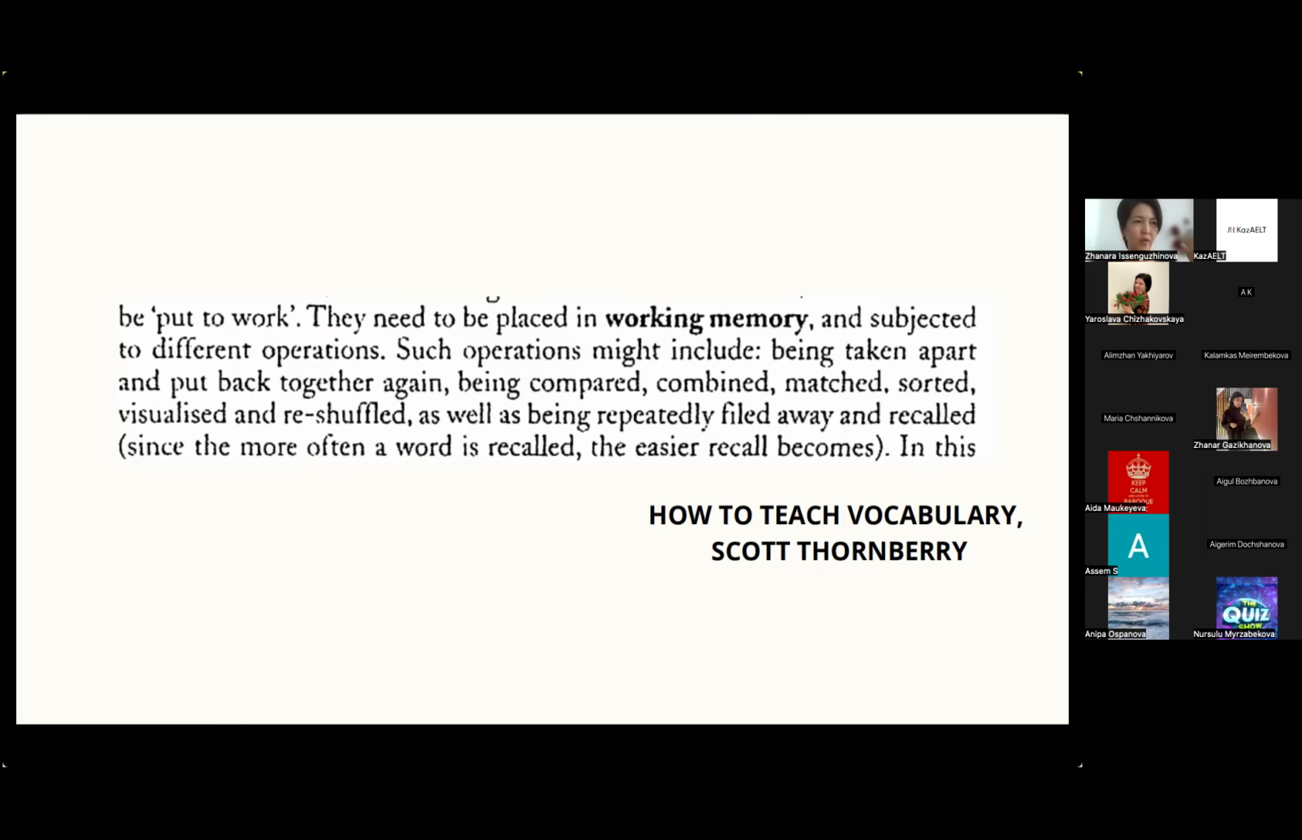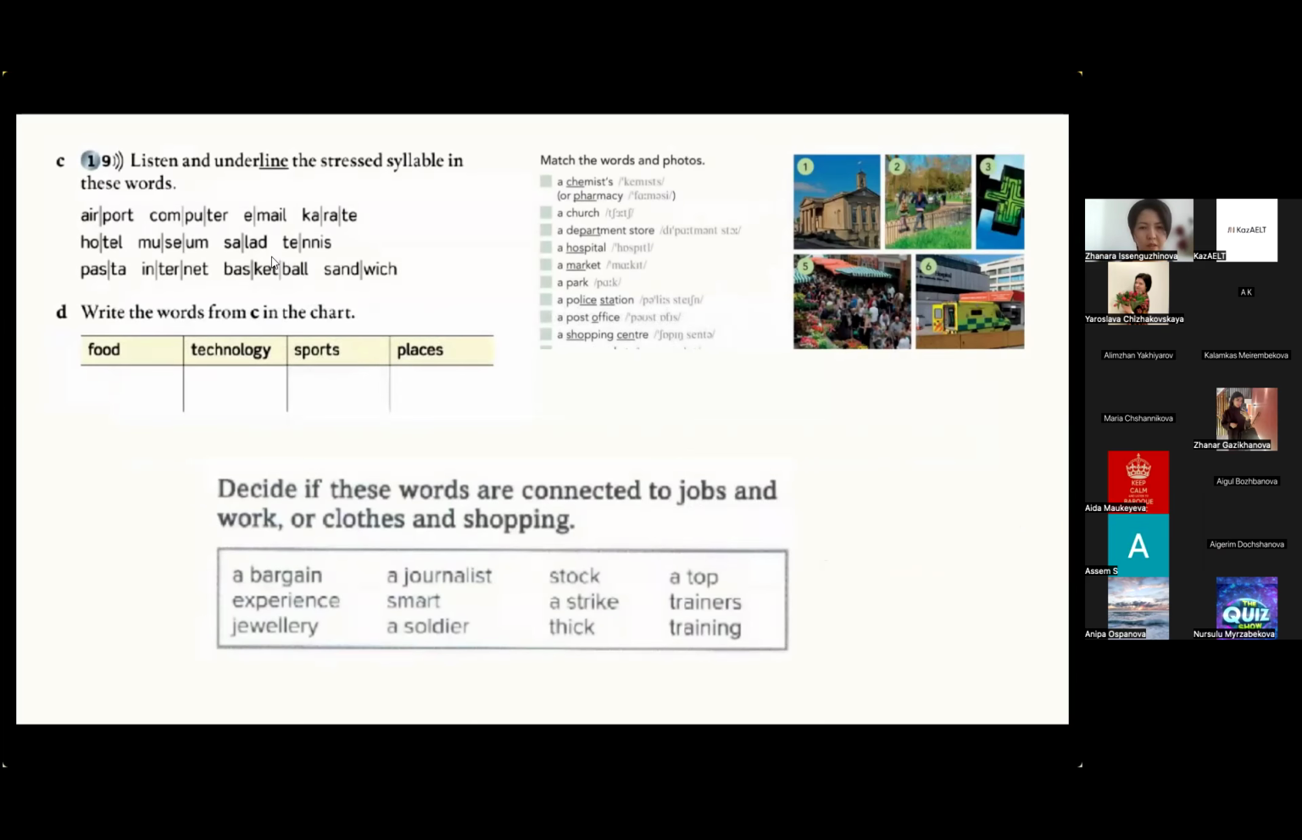So we don't actually force them to learn them by heart and remember. First of all, we need to do different tasks like that. You probably saw them in the books. Let me just show you. For example, here, this is the task for elementary students. They have to write the words in the chart, in the right column. So they're just doing some manipulations using these words. Just writing them, food, technology, sports, or places, or matching photos and words.